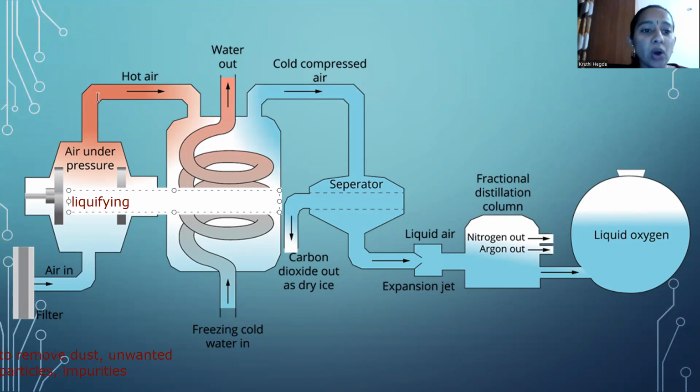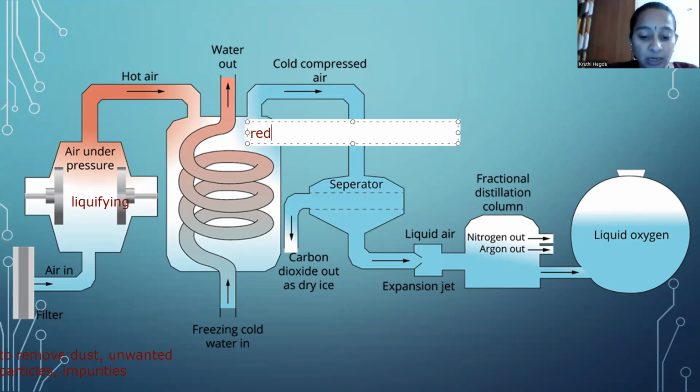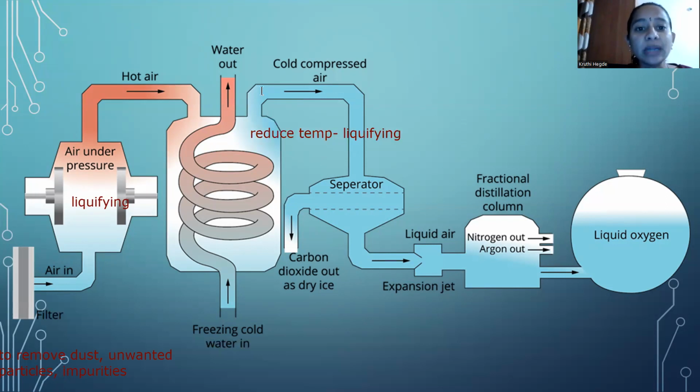After liquefying, hot air is passed through the condenser, where freezing cold water is passed, and that water is continuously moving. So this is again to reduce temperature. This reducing temperature is again for liquefying, so this is also liquefying air. These two methods, increasing pressure and decreasing temperature, help in liquefying air. After liquefying air, cold compressed air, it's cool and it's compressed, is passed to a separator.